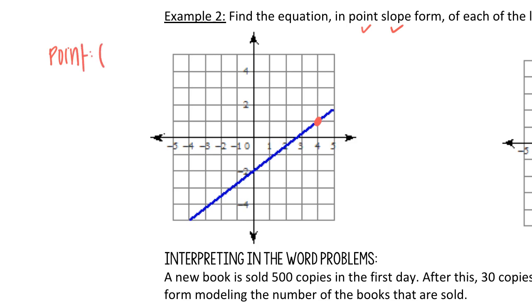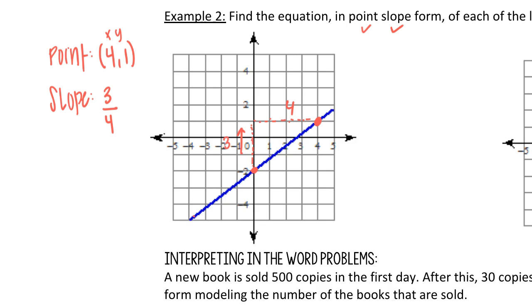So for example, I'm going to use this point, 4, 1. That's my x, that's my y. I could have just as easily used 0, -2, or -4, -5. Those are all fine. We also need the slope. So find two ordered pairs that go through the corners of squares. Find your rise, find your run. We rise 1, 2, 3. We run 1, 2, 3, 4. This line has a positive slope, so it's a slope of +3/4.